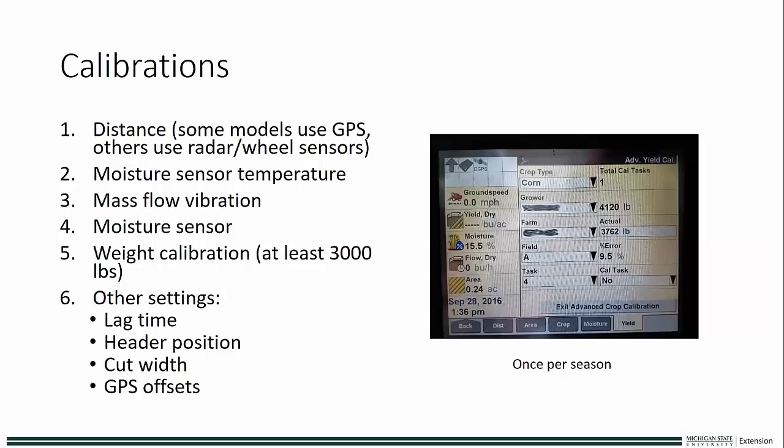Other than number 5, these can be done once per year. Number 5, the weight calibration, I'd suggest you do at least once per year per crop. And if you're doing any high moisture grain, I would calibrate at a high moisture, and then when it starts to dry down and gets to a lower moisture, do a second calibration at the lower moisture.